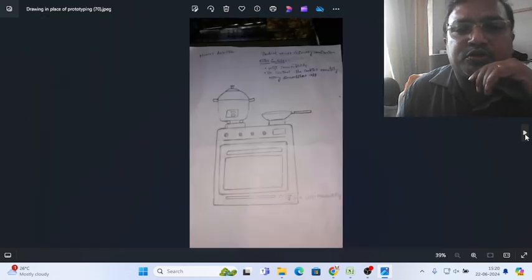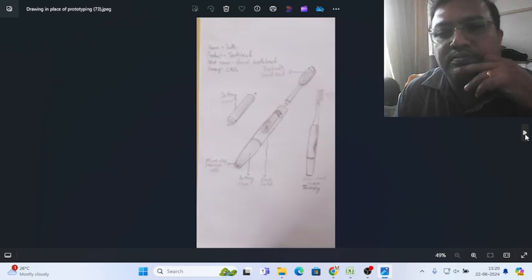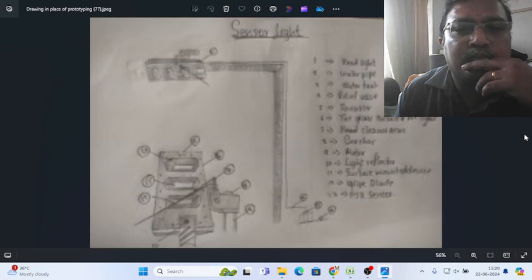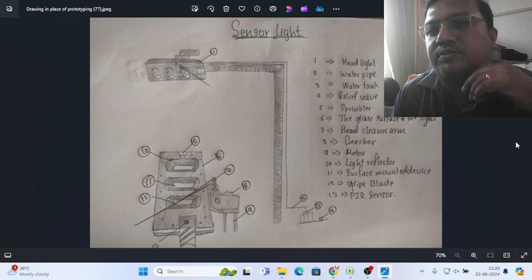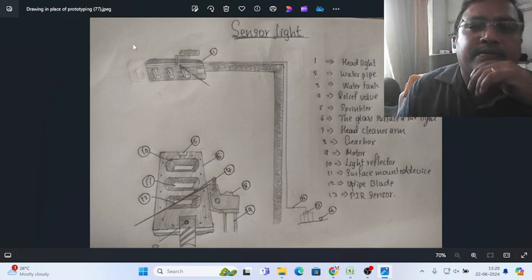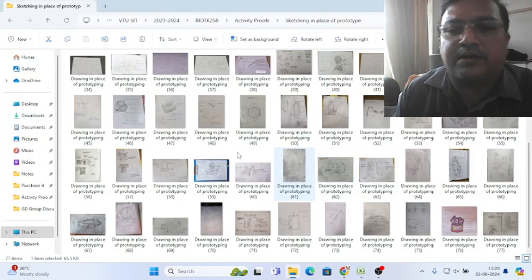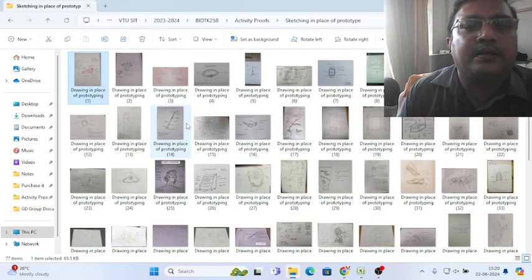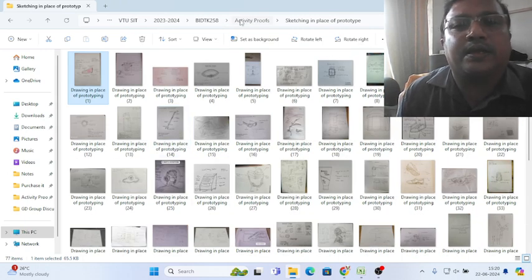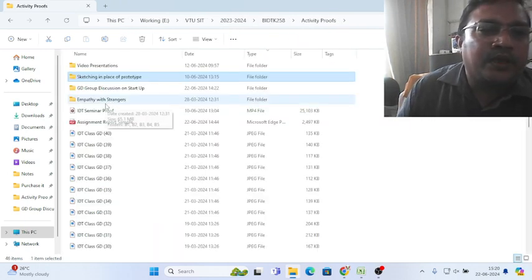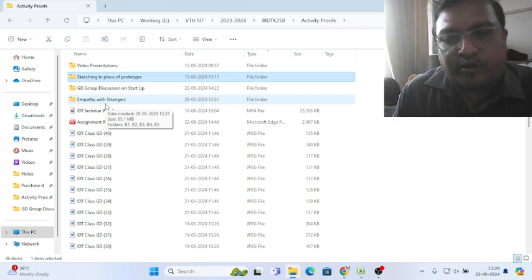Almost all students, around 300 students in that class, completed the activity. A few selected ones I have collected and kept here. The remaining students all completed the activity proof. Now that is the prototype stage.